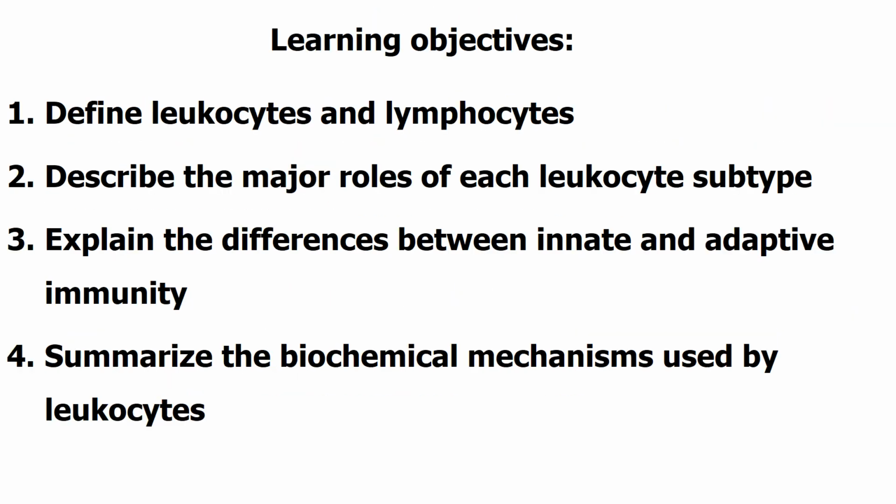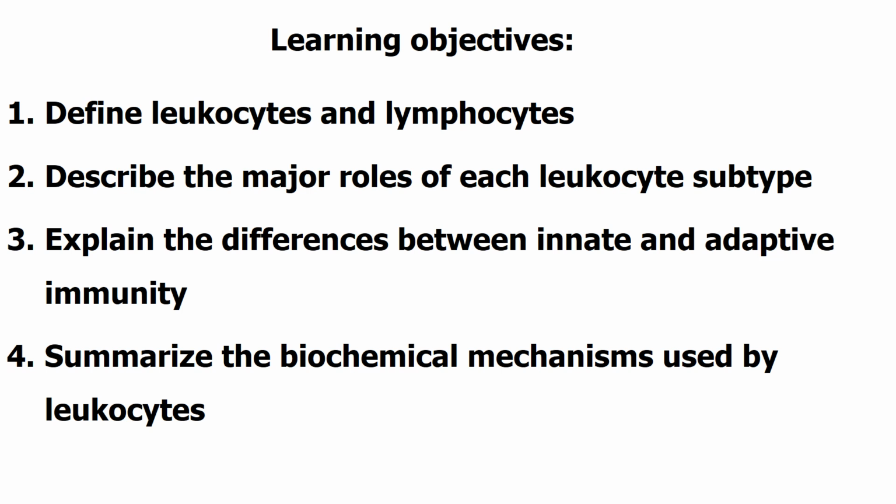Now, let's look at the objectives of this learning section. First, I told you a minute ago to take note of the word leukocyte and lymphocyte. At the end of this lecture, you should be able to define the two terms. Secondly, you should be able to describe the major role of leukocyte subtypes and explain the differences between innate and adaptive immunity.